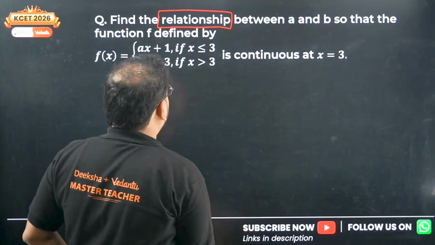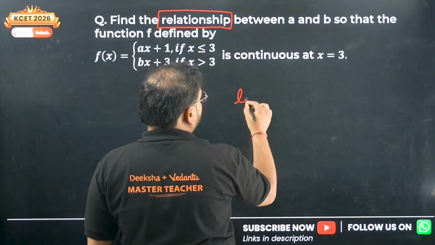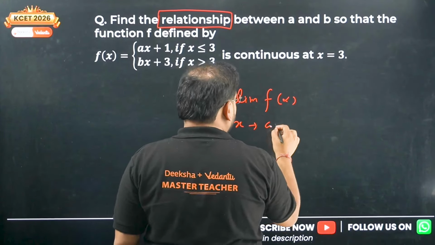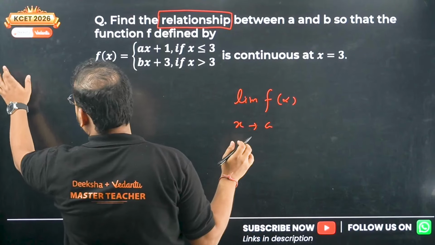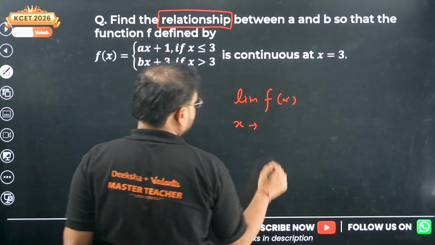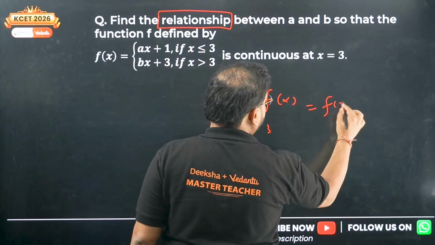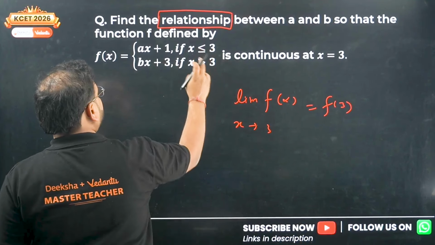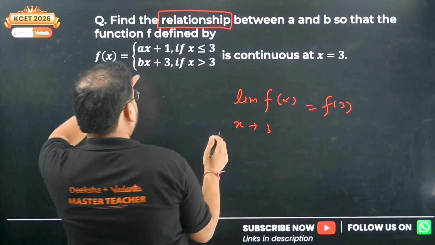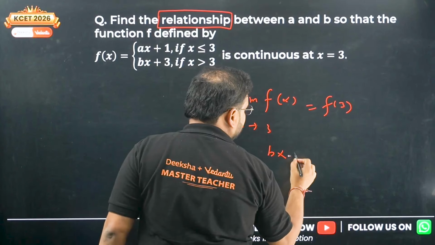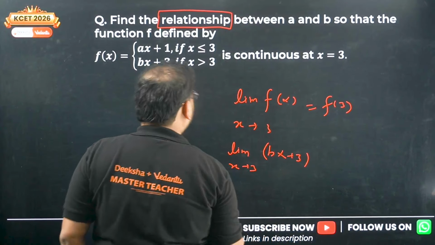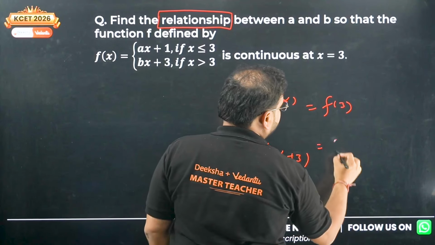So let's find for continuity. We have one rule: the limit of the function f of x when x tends to a, in this case 3, should be equal to f of 3. Check the function. Wherever we don't have the inequality, use that function for the limit part, so we get bx plus 3. The limit as x tends to 3 should be equal to f of 3.